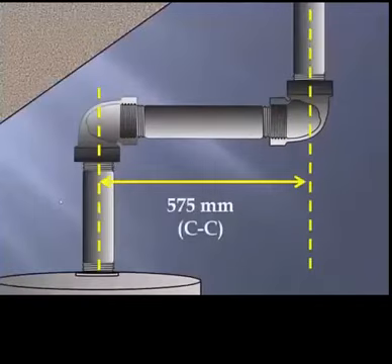So there we have it. Our installed offset that allows us to get back to our vertical center line over here. And we've cut a piece to bring it to 575 millimeters center to center. Well done.